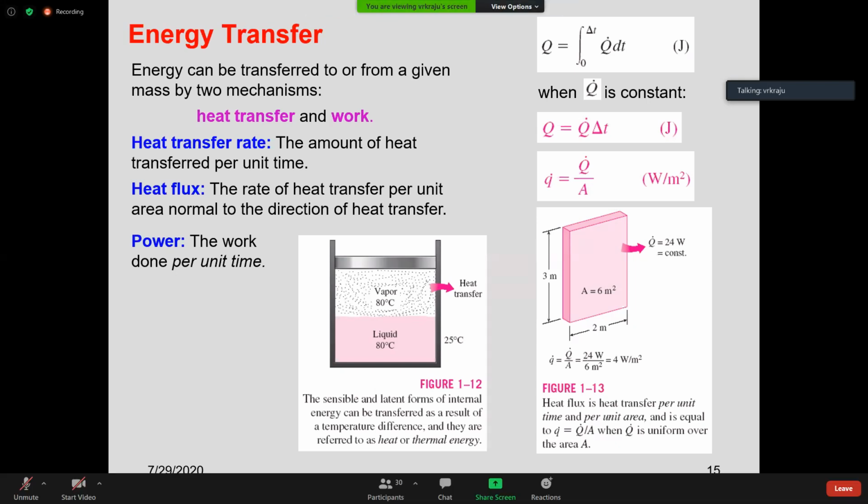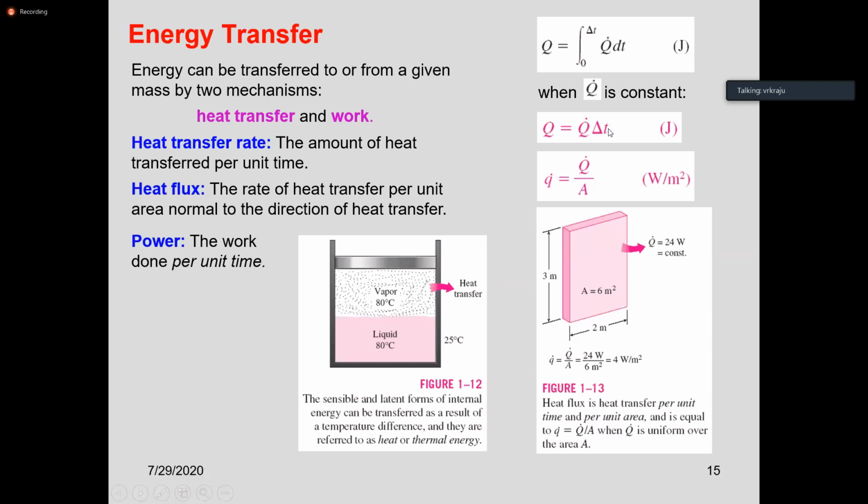So on this side, you can say that Q, that is heat transfer, is equal to Q dot into delta T. This Q dot means heat transfer rate, into delta T. Or in another way, you can write it in the integral form, that is, the total amount of heat transfer is equal to the heat transfer rate integrated over 0 to delta T.